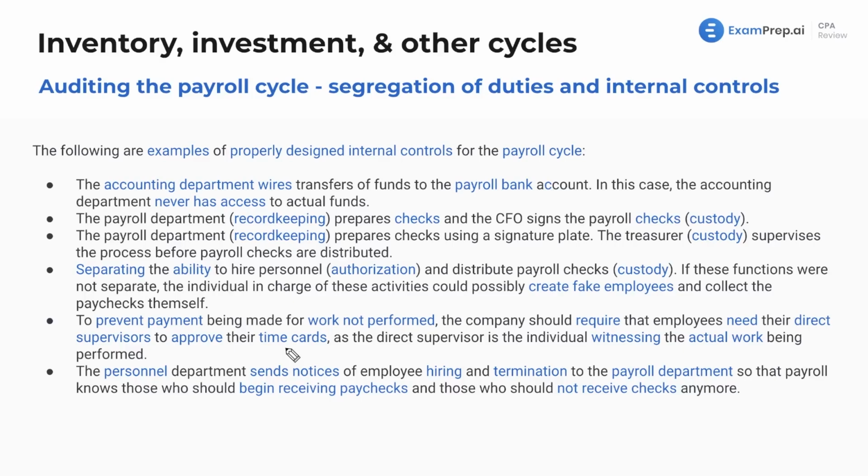Working in public accounting with timesheets is not fun. But yeah, that's the process. You have to have it looked over to make sure you're actually doing your work. The direct supervisor is the individual witnessing the actual work being performed, so they would know if you're doing it and they can sign off on that.